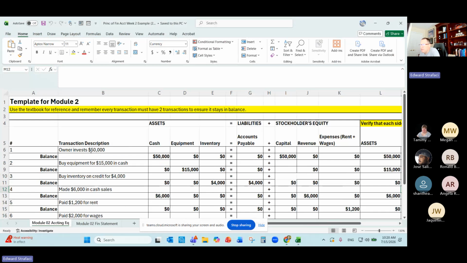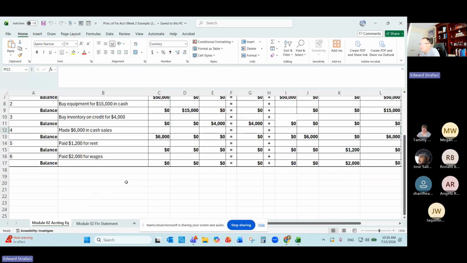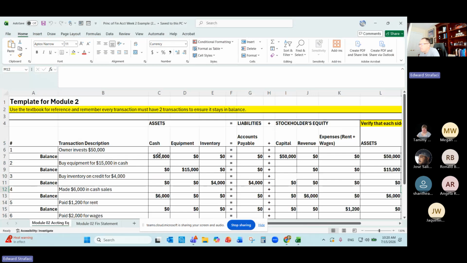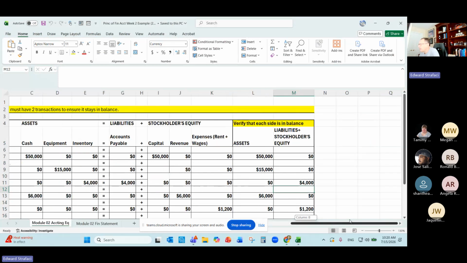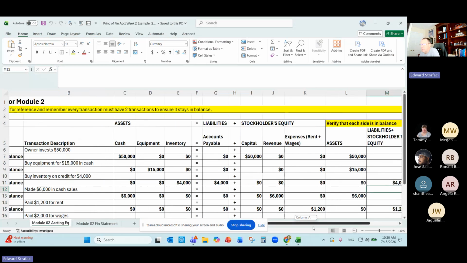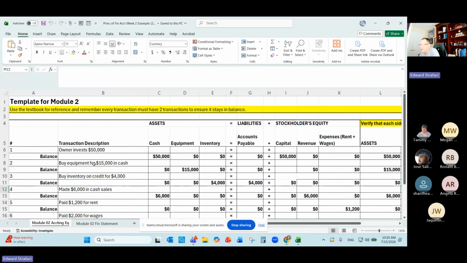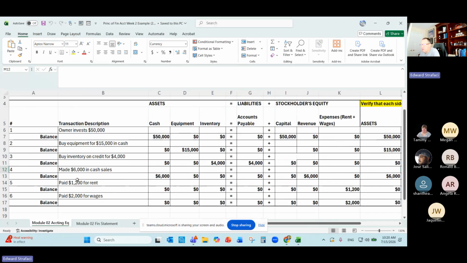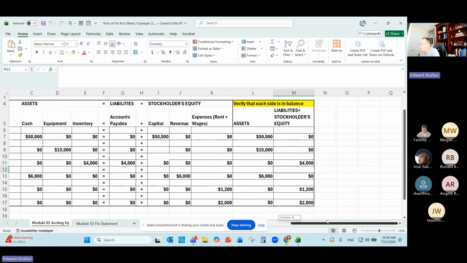So here the owner invests $50,000. Now what happened there? The owner invests $50,000. Notice you have $50,000 in cash and $50,000 in capital, and that raises that asset. Then you buy equipment for $15,000 cash. You've increased equipment by $15,000, and your assets increased by $15,000. Then you're going to buy inventory for $4,000. There's $4,000. $4,000 is on the liability side because you borrow the money.